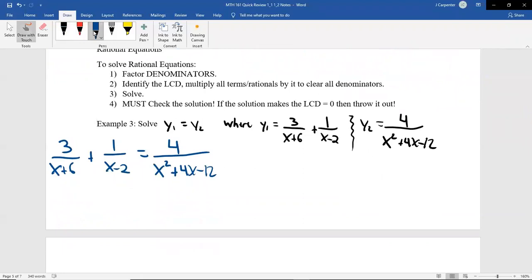Oh, I'm going to run out of room. That's all right, I'll just go to the next page. Let's do it this way. So going over here, that's 3 over x plus 6 plus 1 over x minus 2. Again, not doing anything to either of those because they can't be factored.